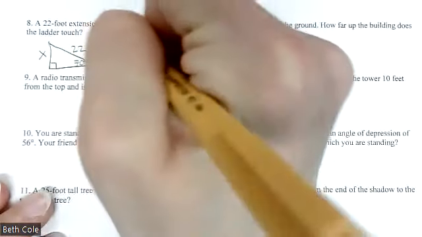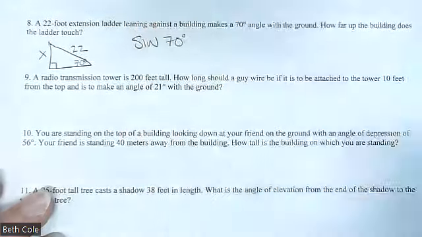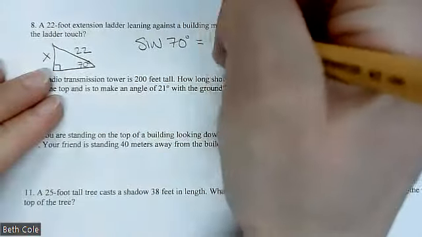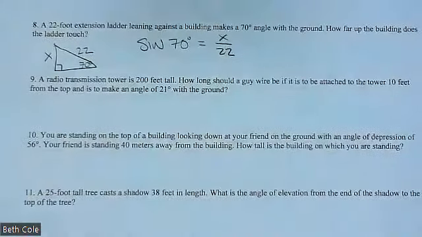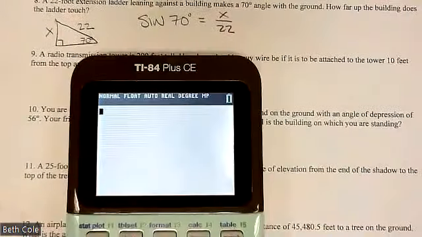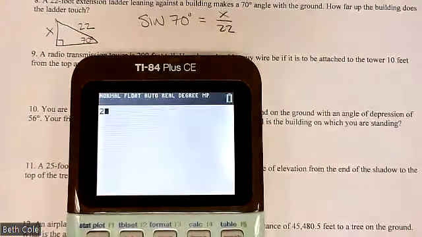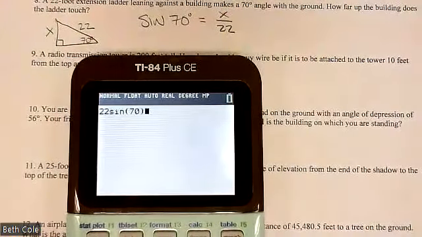It's going to be sine. Opposite over hypotenuse. So sine 70 equals X over 22. Now, how would you type that? That's step 3, type it in. How would you type that one? Good. This gets multiplied over. So it's 22 times sine 70.